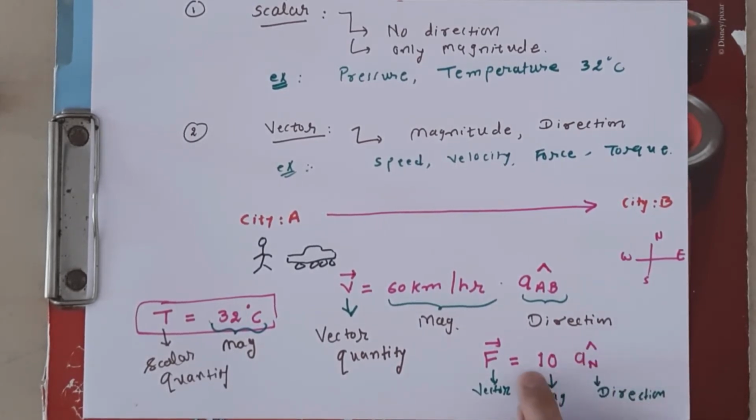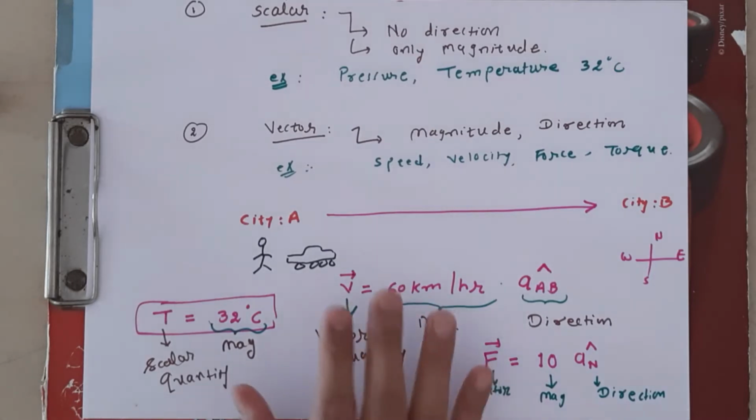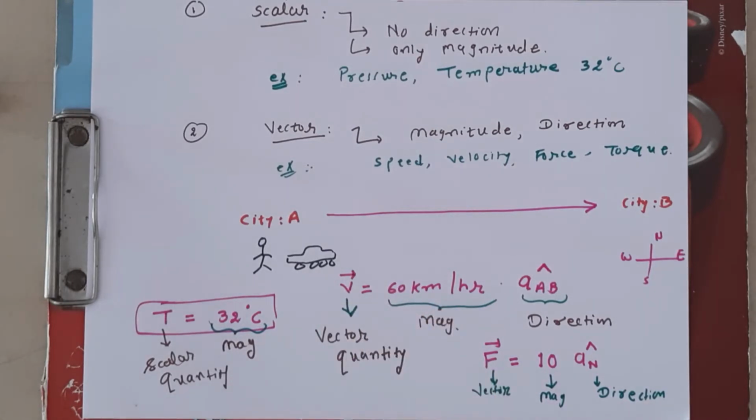So if you do a simple product of a scalar with a unit vector, it gives a vector quantity. See here, 10 is a scalar, but if 10 is multiplied with N, this multiplication becomes a vector quantity. So what does N indicate? N indicates the unit vector. Clear? So it's just a simple concept regarding scalar and vector quantity.